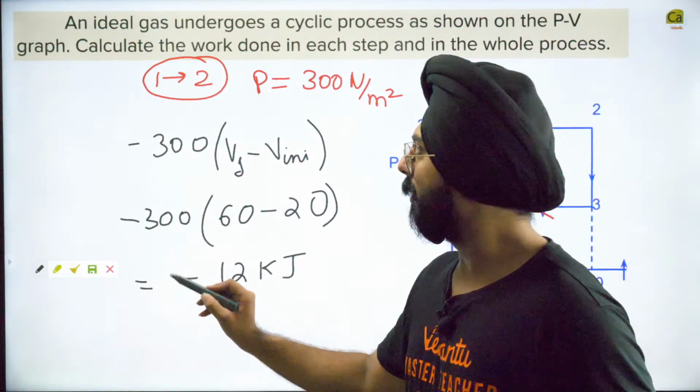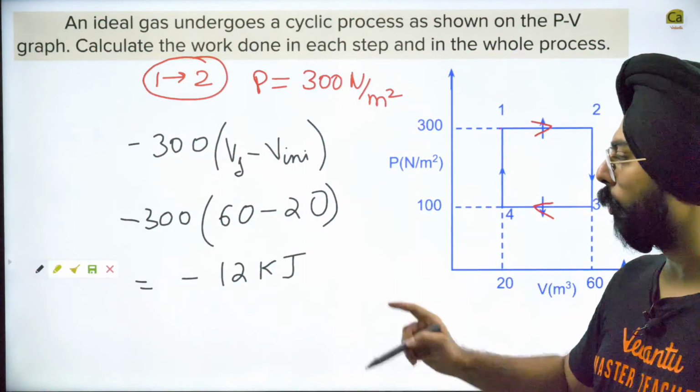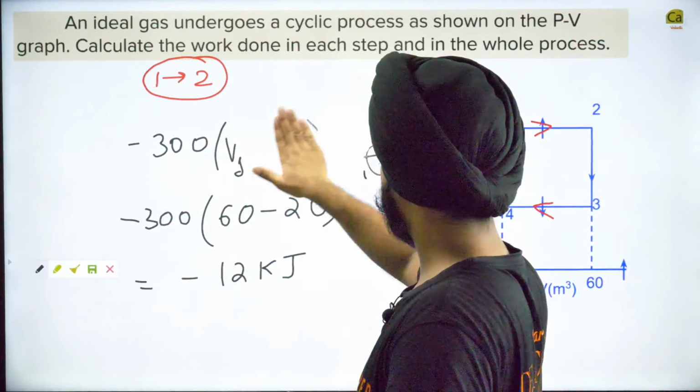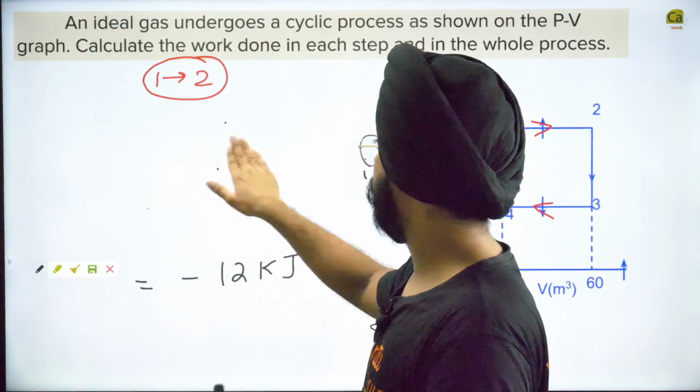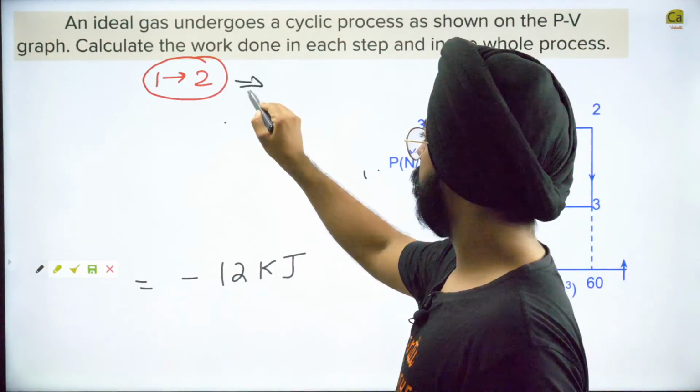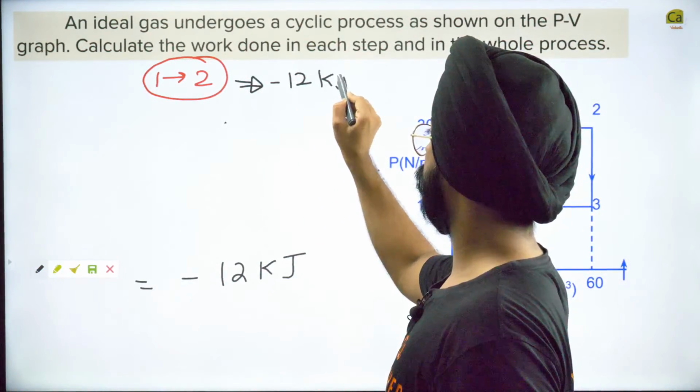Great. So this is for process 1 to 2. So let us write it on the side here. Yeah. For process 1 to 2, I'll just write it over here. The work done is, since it's an expansion, we expected it to be a negative sign here. So this is minus 12 kilojoules.